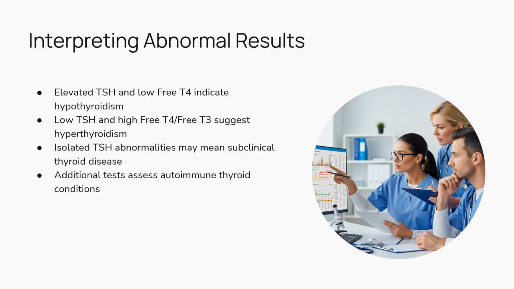A low TSH and a high free T4 and free T3 suggest hyperthyroidism, where the thyroid is overactive in producing excessive thyroid hormones. The pituitary gland reduces TSH production in response to high circulating thyroid hormones. This is common in Graves' disease, toxic multinodular goiter, or thyroiditis.